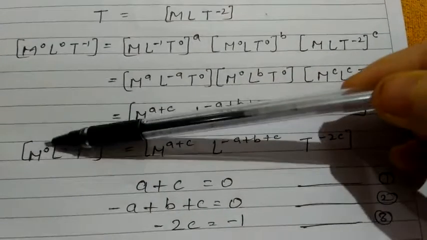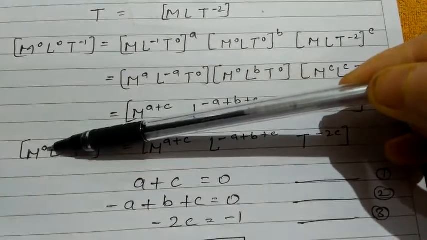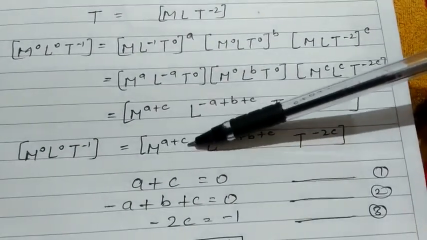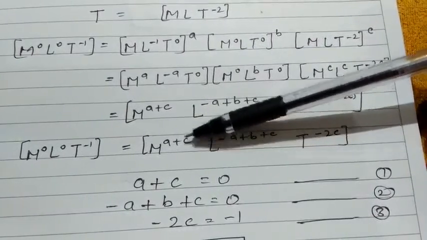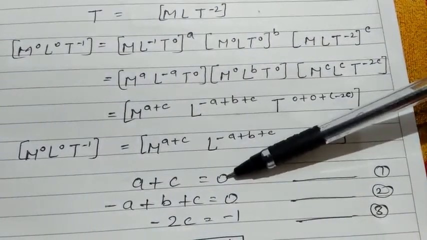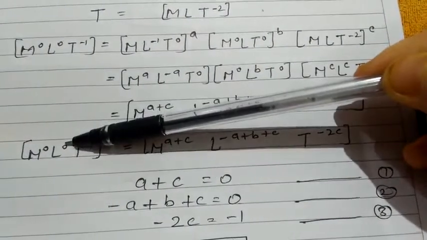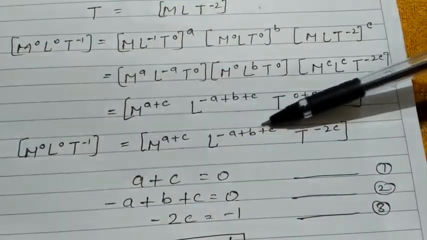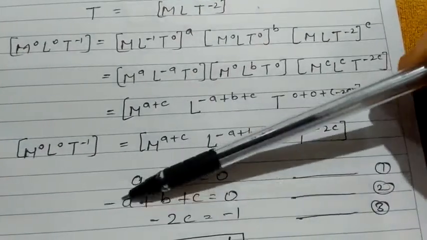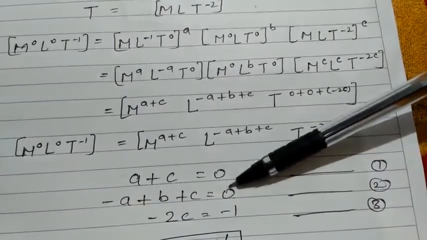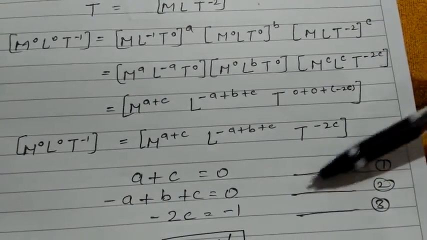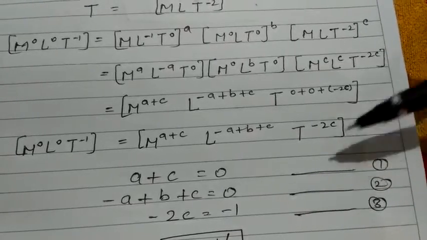So here on the left hand side you can see m to the power 0 is there. On the right hand side m to the power a plus c is there. So that means a plus c equals 0. When we talk about L, here L to the power 0, and here L to the power minus a plus b plus c. That means minus a plus b plus c equals 0. We give it equation number 1. This one is equation number 2.